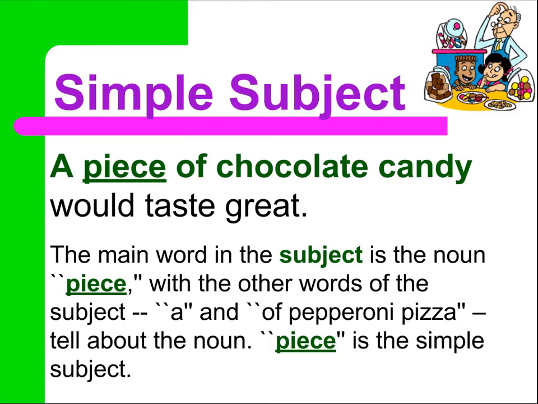Let's look at this example. A piece of chocolate candy would taste great. Well, the main word in the subject is the noun piece. We have some other nouns like candy and the idea of it being great. The whole subject is a piece of chocolate candy. But remember we talked about prepositional phrases. You can't use those in your subjects. So the subject of this sentence is piece. One piece. That could be talking about a lot of other things, which is why we use the prepositional phrases to help us understand a piece of what. Is it a piece of pizza or is it a piece of candy?